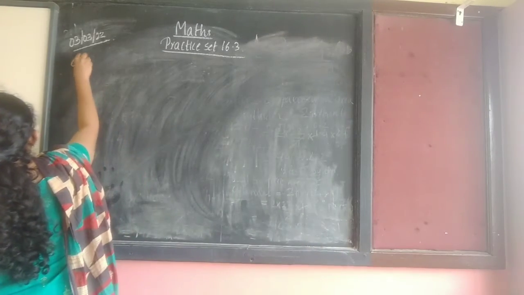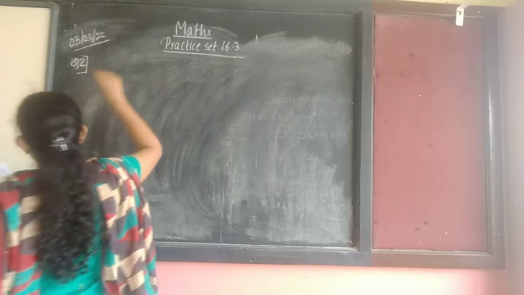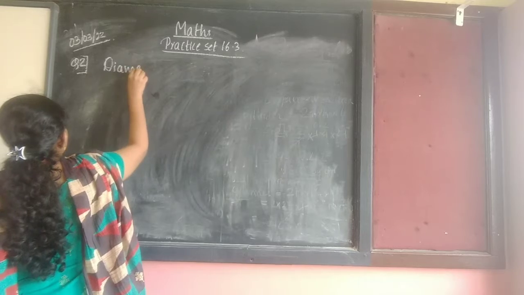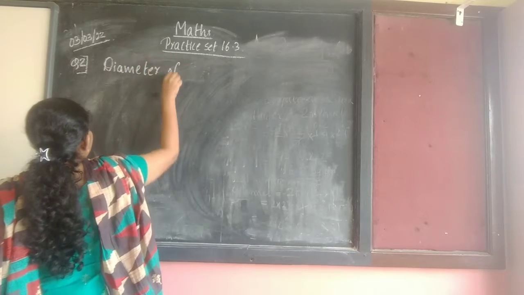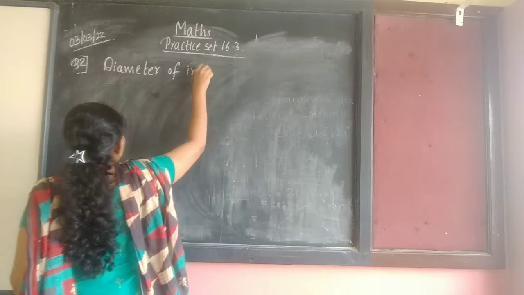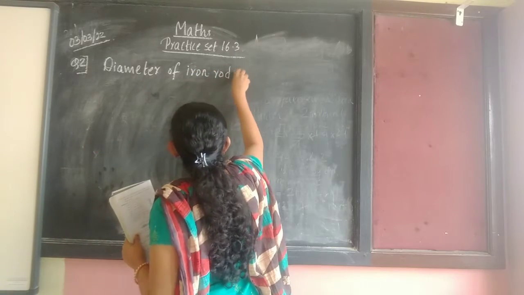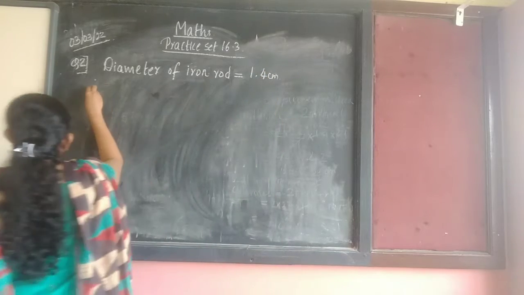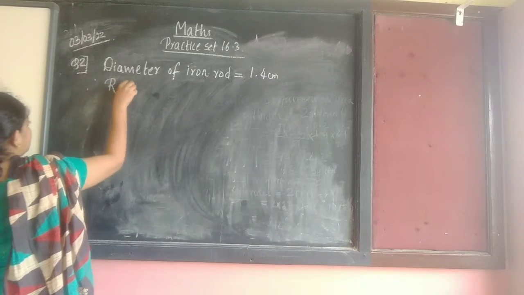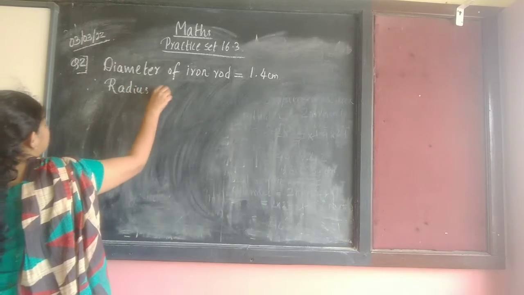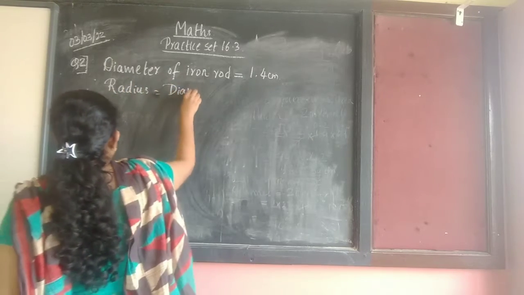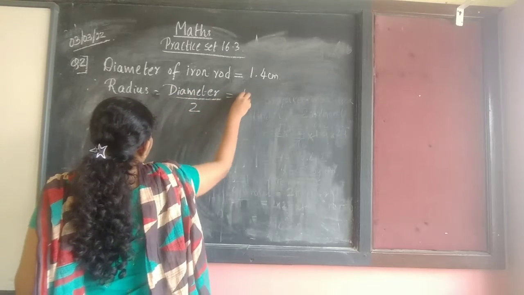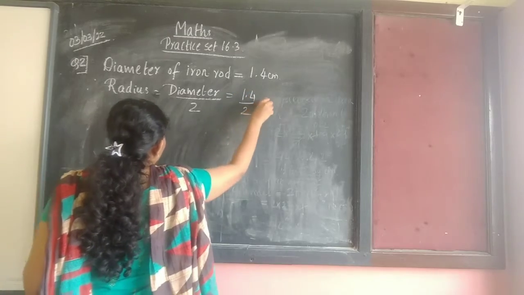So this is the solution for main question 2. First write down what is given. The diameter of the iron rod is given as 1.4 cm. Therefore, radius, how will you find out the radius? Diameter upon 2. Diameter is 1.4 divided by 2.